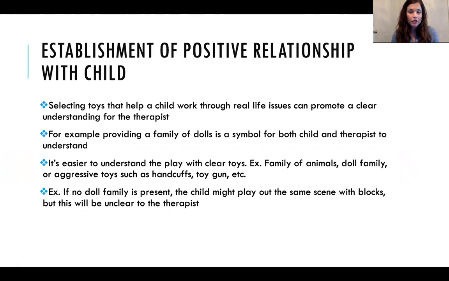We want to establish a positive relationship with the child. So selecting toys that help a child work through real life issues can promote a clear understanding for the therapist. For example, providing a family of dolls is a symbol for both child and therapist to understand. It's easier to understand the play with clear toys. For example, a family of animals, a doll family, or aggressive toys such as handcuffs, a toy gun, etc. If no doll family is present, the child might play out the same scene with blocks, but this will be unclear to the therapist. So we want some blank toys like blocks, but we also want some real life toys like aggressive release toys, creative expression toys, and family type toys.